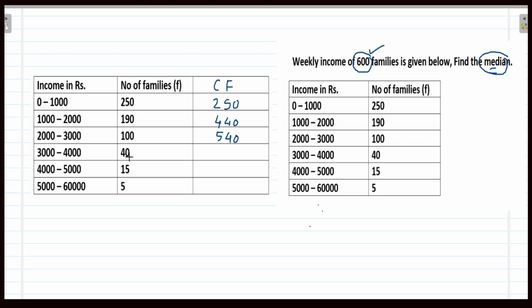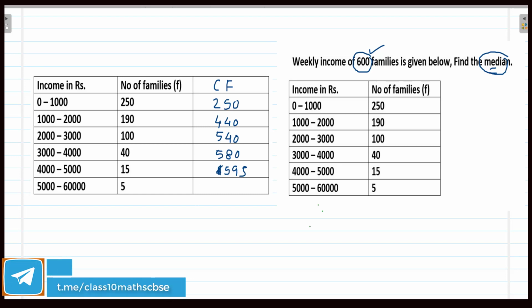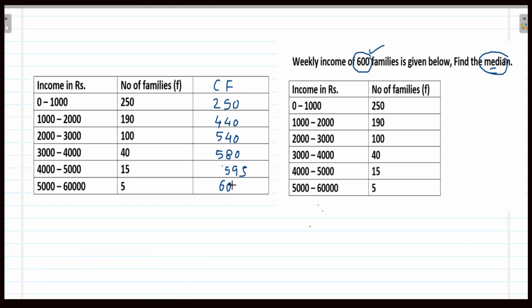Then to 540 we add 40, so it will be 580. And to 580 we add 15, and so it will be 595. And then to 595 we add 5, and that is 600. Now the next step is to take the sum of the frequency, and the sum of the frequency is already given in the question, that is 600. So the total is 600, and this 600 we denote by n.